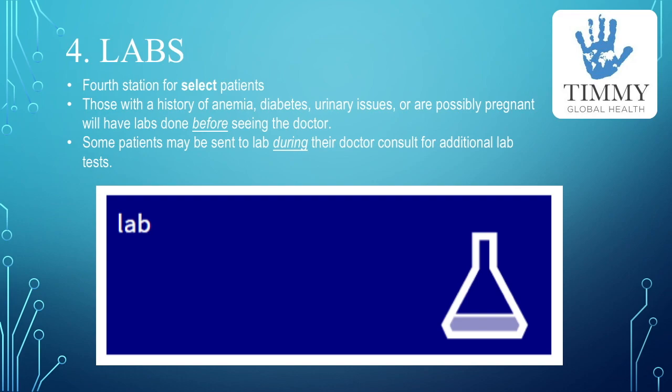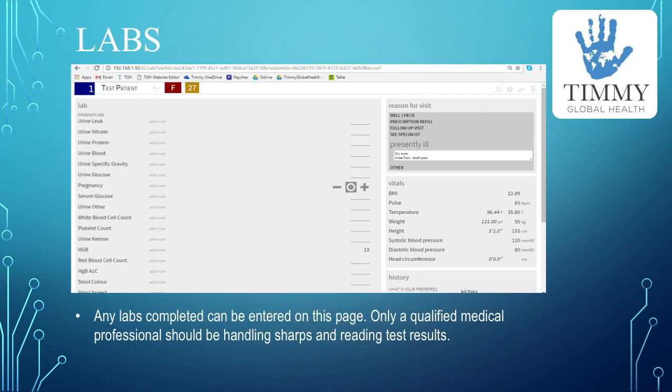After they get their vitals taken, we'll move them into the fourth station, which is labs. We will only send patients to the lab if they have a history of anemia, diabetes, if they're having urinary issues, or they think they are pregnant. We can send those patients to get a lab test done before they see the doctor. And for any patients that are needing additional tests, the doctors will send them back to the lab during their consult. So there's two different options for labs.